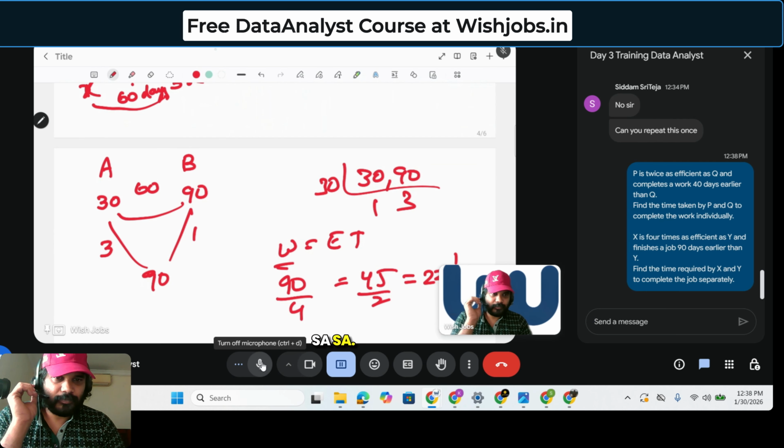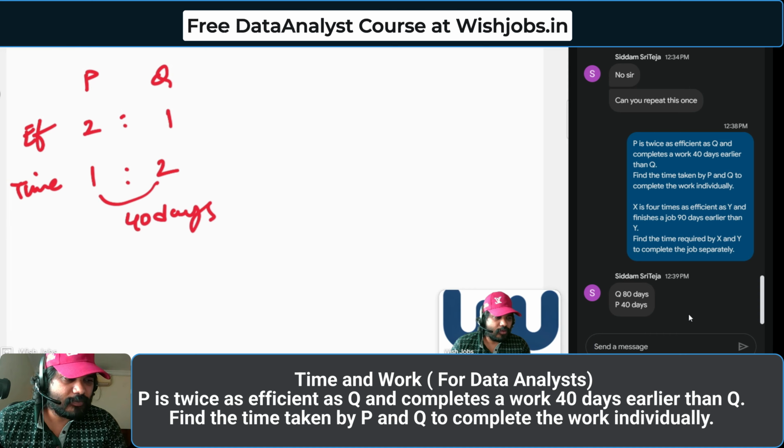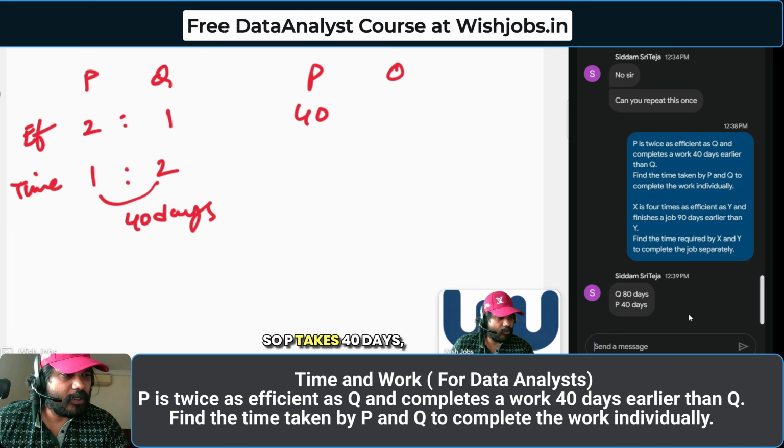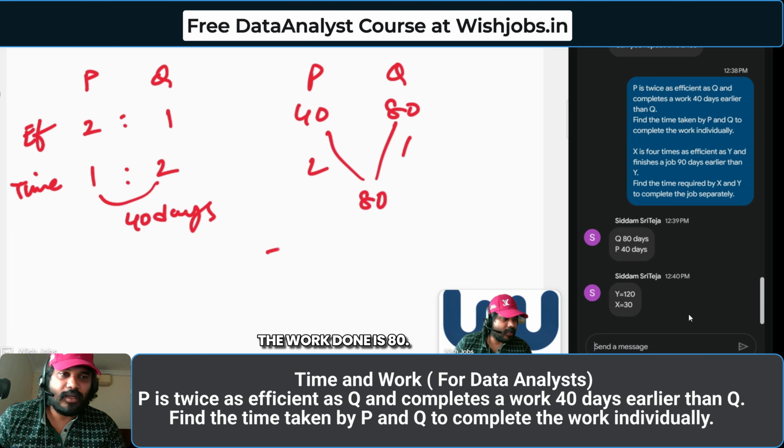P is twice as efficient as Q, then it will become 2 is to 1, then time will become 1 is to 2. And P completes the work 40 days earlier, so the difference is 40 days. So P takes 40 days, Q takes 80 days. And efficiencies are 2 is to 1, the work done is 80. How much time does it take together? 80 by 3. That is the answer. 80 by 3 is the answer for the first problem.